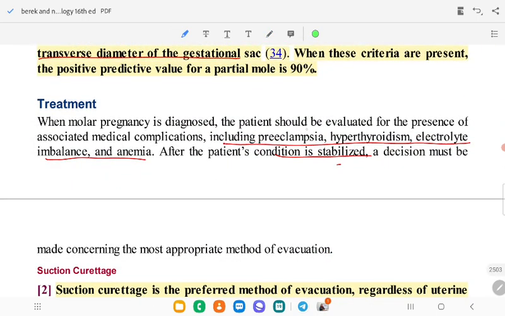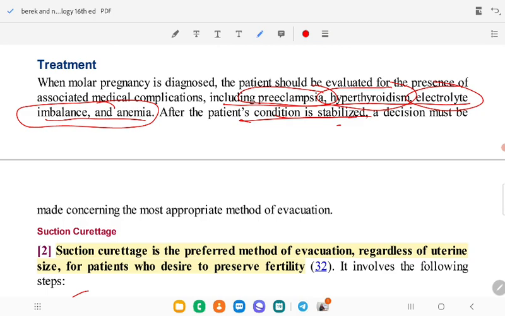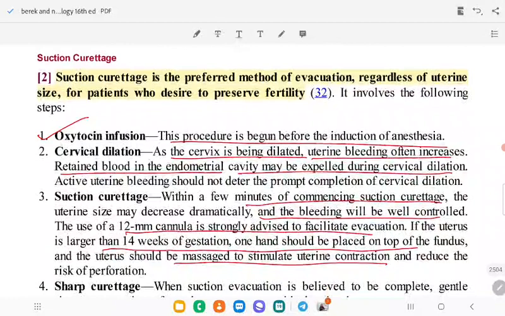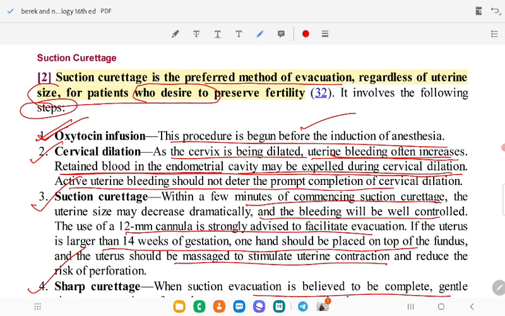Treatment, once the molar pregnancy is diagnosed. Patients should be evaluated for the presence of associated medical complications like preeclampsia, hyperthyroidism, electrolyte imbalance, hyperemesis, anemia. After patient stabilization, plan for evacuation. The suction curette is the preferred method of evacuation regardless of uterine size and for patients who desire future fertility. What are the steps of the procedure: oxytocin infusion, the procedure before the induction of anesthesia, cervical dilatation, suction curettage, or curettage. As the cervix is being dilated, uterine bleeding often increases. Retained blood in the abdominal cavity may be expelled during the cervical dilatation. Active uterine bleeding should not deter the prompt completion of cervical dilation.